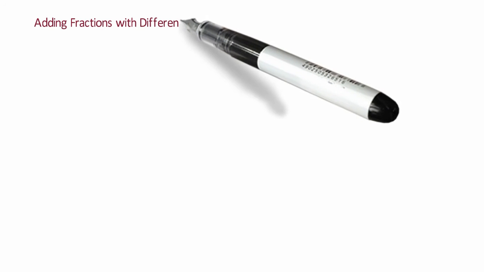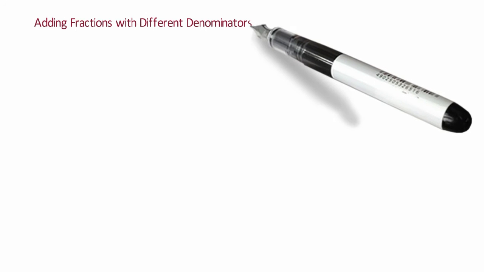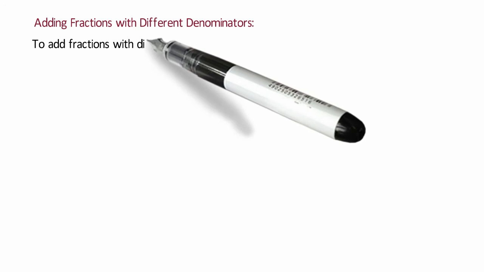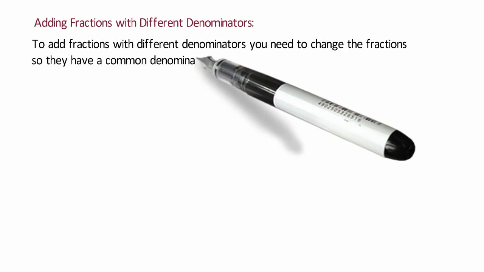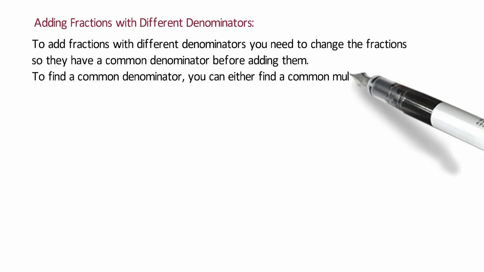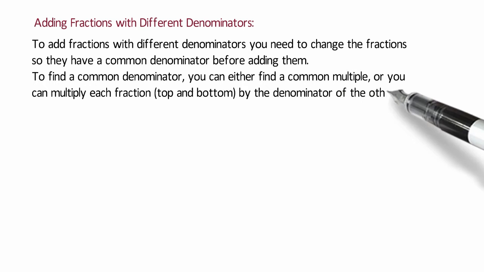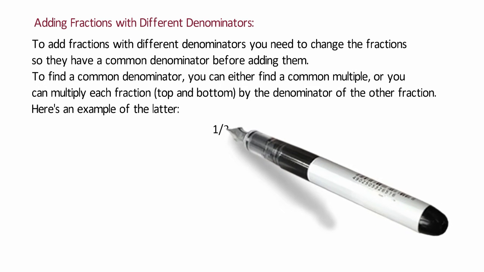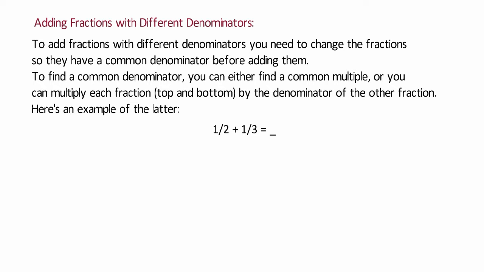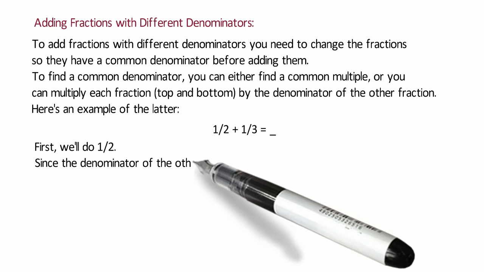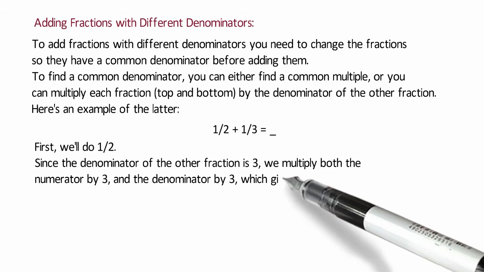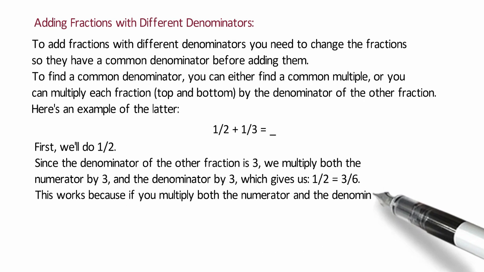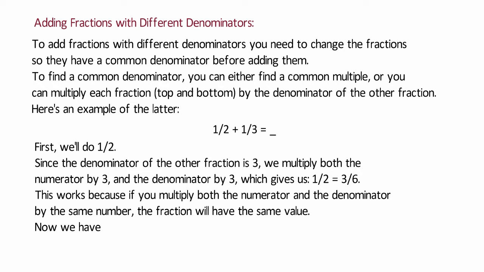Adding fractions with different denominators. To add fractions with different denominators, you need to change the fractions so they have a common denominator before adding them. To find a common denominator, you can either find a common multiple, or you can multiply each fraction, top and bottom, by the denominator of the other fraction. Here's an example of the latter. Since the denominator of the other fraction is 3, we multiply both the numerator by 3 and the denominator by 3, which gives us 1/2 equals 3/6.